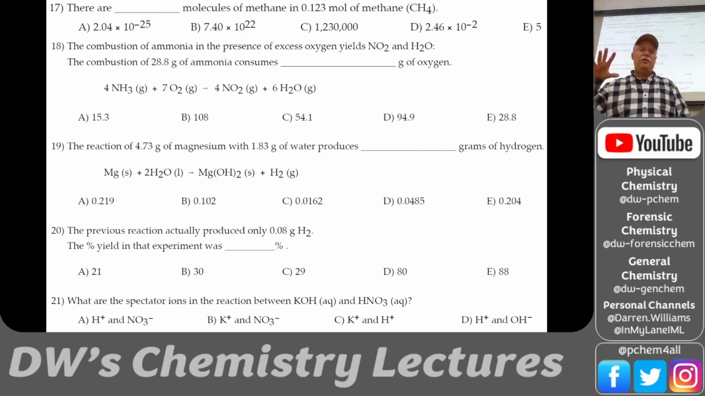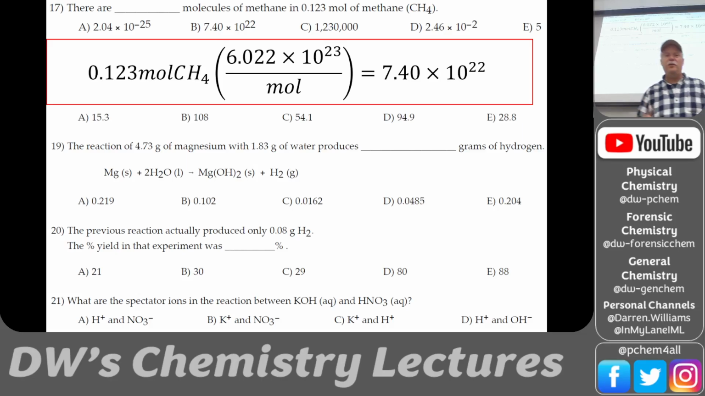So here we are. There are X molecules of methane and 0.123 moles of methane. This is pretty straightforward. I've got to take that moles and do what with it? Whenever I'm going from moles to molecules or moles to atoms, Avogadro's number is the one to use, because that's the number of atoms in a mole, or number of particles or molecules in a mole. So I take that 0.123 moles and multiply by Avogadro's number, and I get the number of molecules. And so that's that answer.